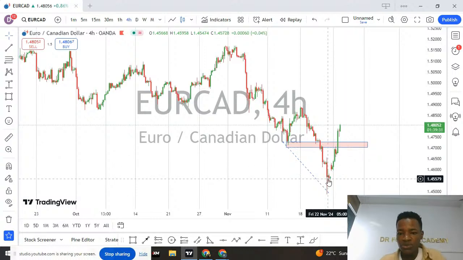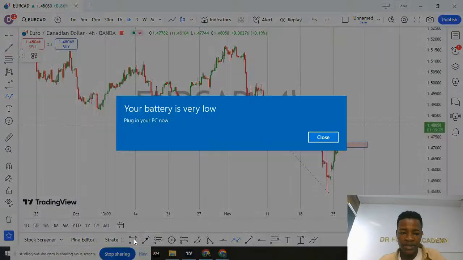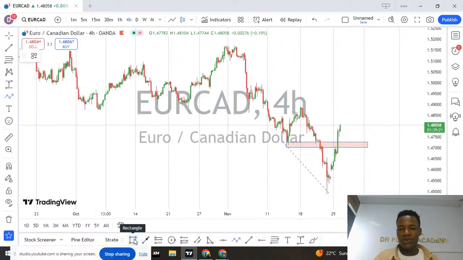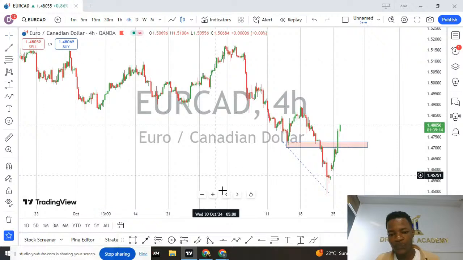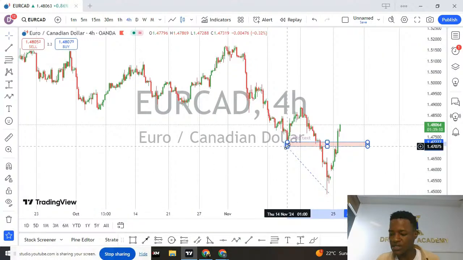So the only possible way we can have another entry is waiting for this market to come back again, because we have this zone here. And I will be keenly, sorry, my laptop, what could be the issue? Okay. So I'll be looking for this market to come back again to this, in such a scenario. So I'm looking for us to have such a scenario here.